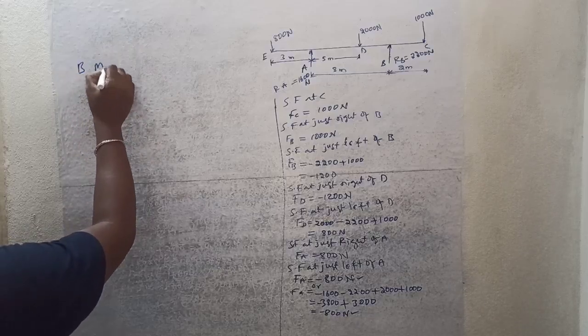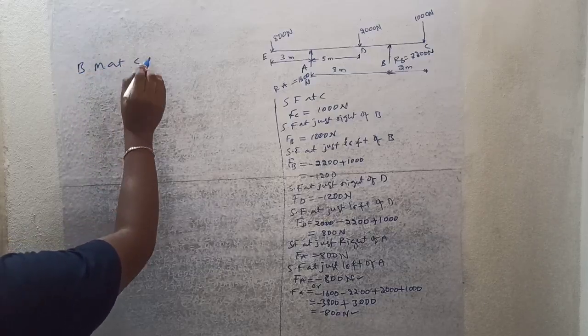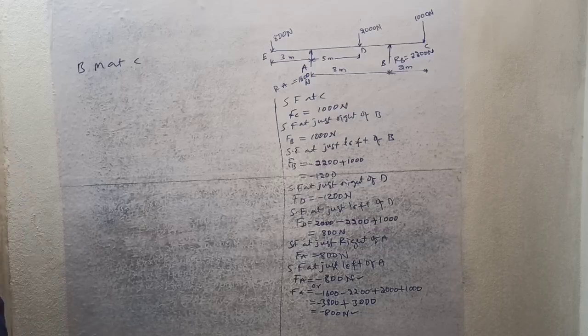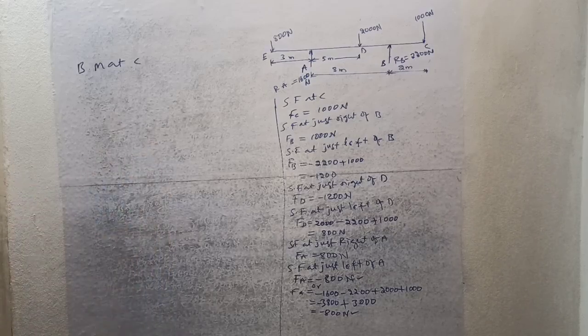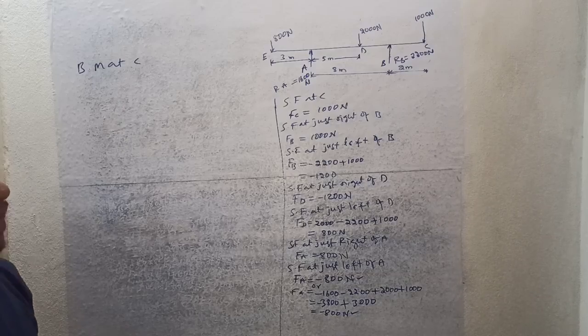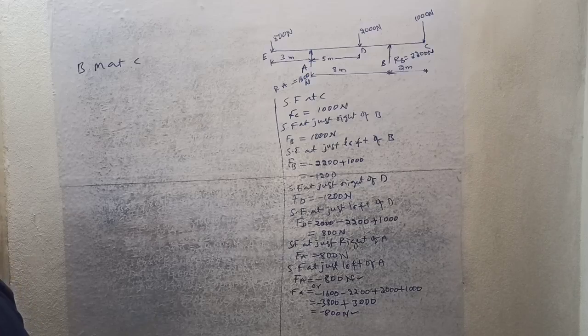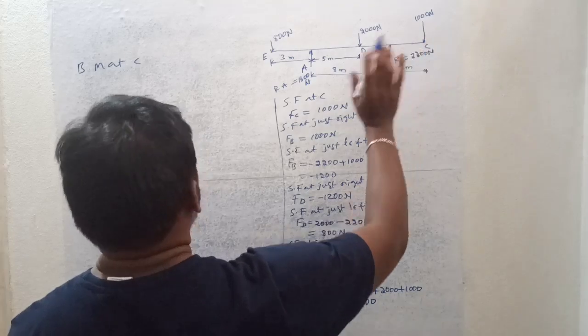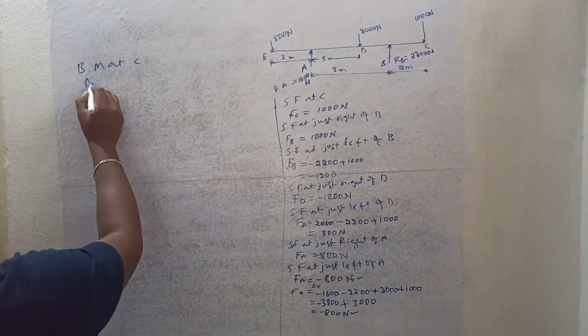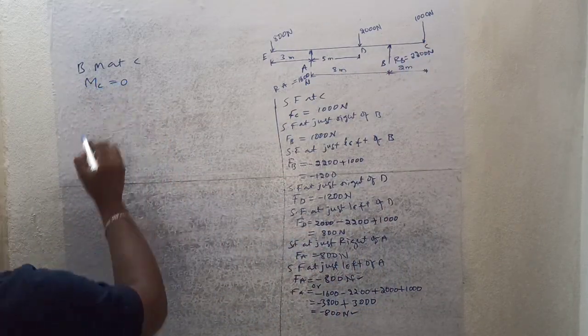Bending moment at C. What is the bending moment at C? So bending moment at C we get 0. Why? Because what is the force acting? 1000 Newton is acting, and there is no distance between the cross section, right? Okay, so bending moment is 0 at C. Bending moment M suffix C equal to 0.